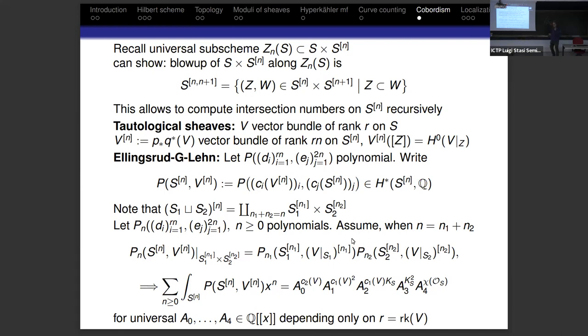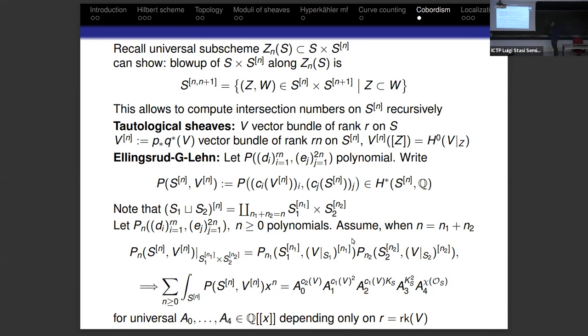So what can one prove? The first step is that if you have such a polynomial, you evaluate on the Hilbert scheme, you get a polynomial in the corresponding Chern numbers on the surface and the rank. So it's also polynomial in the rank. In that sense, it depends in a certain way polynomially on the rank. So if I take the coefficient of x to the something, this is a polynomial of degree at most something in r. So it doesn't depend arbitrarily, it depends polynomially.